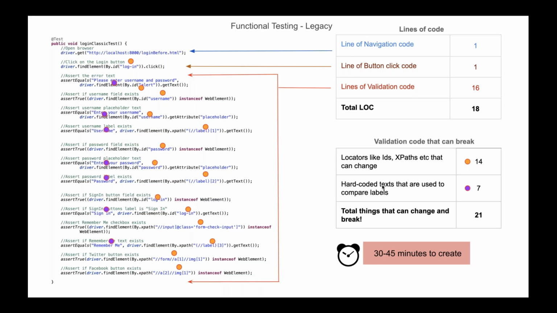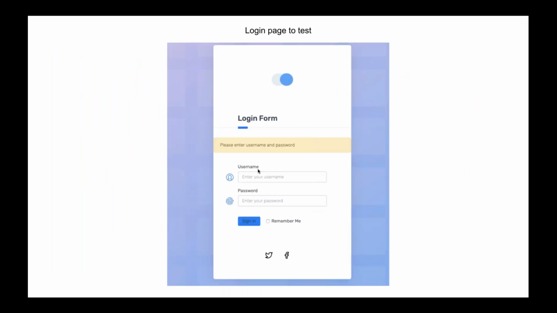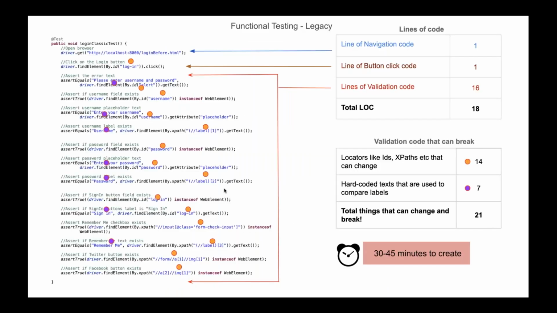And the same thing happens with the hard-coded labels and text that you may need to compare. Again, this usually happens because your product manager says, hey, you know what? We need to change this text from "please enter username and password" to something else completely. So, oops. So again, you're going to end up having a lot of false positives, and this happens all the time.